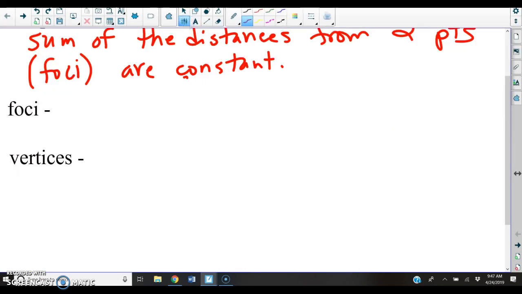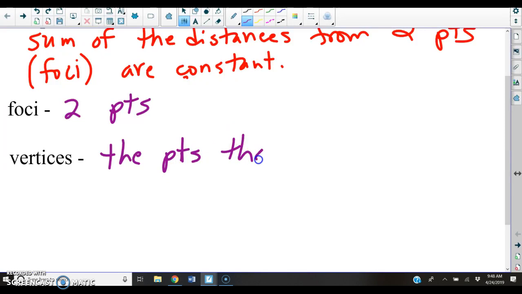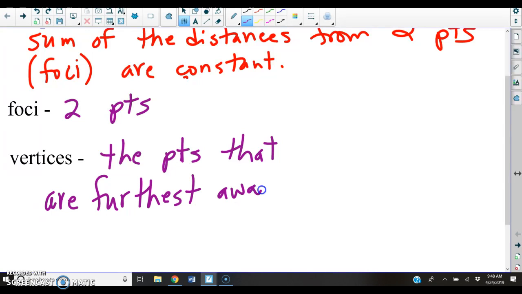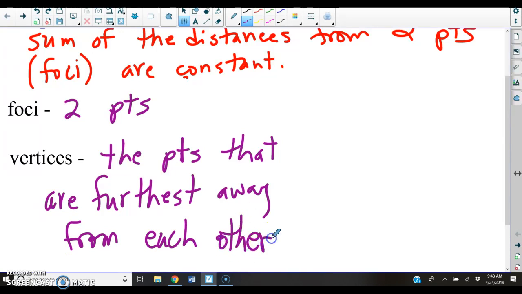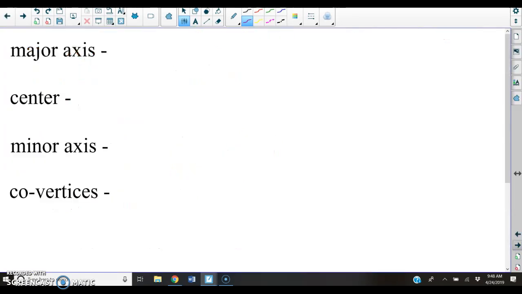Okay, so the foci are the 2 points where the string is attached. The vertices, those are the points that are furthest away from each other. And we're going to have some more vocab on the next page, so I'm going to show you on the next page.